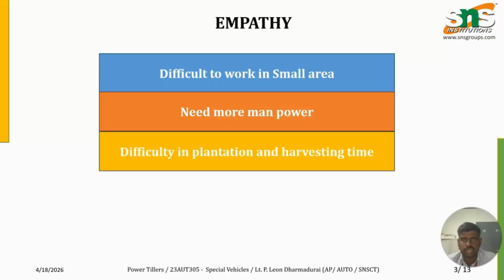We are going to see this topic in a design thinking based approach. In the empathy part, these are some pain points. The first is difficulty in working in small areas. With tractors, we can work in very big places like orchards and agricultural lands, but in small areas it is very difficult to access with big tractors. So we need a vehicle for accessing those small areas, and we need more manpower for the agriculture process, and there is also difficulty in plantation and harvesting. These are some pain points, and the first is the main pain point that we need to address.